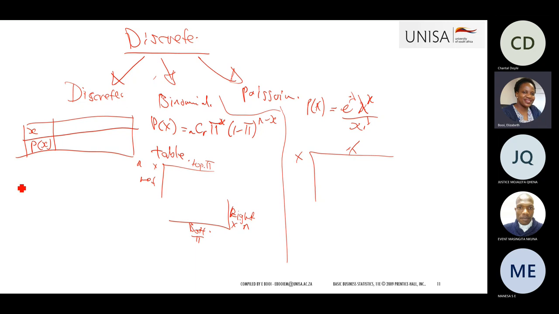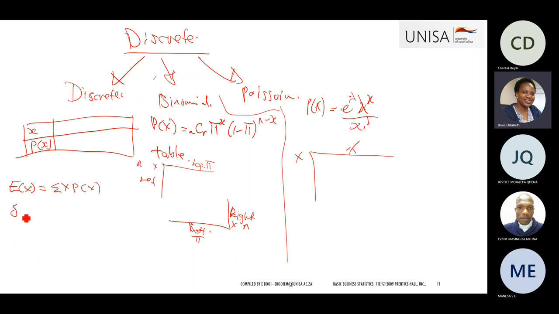You should be able to calculate the expected value of a discrete probability. The expected value of a discrete probability is calculated by the sum of your X times its probabilities. So it means you need to multiply all your X times its corresponding probabilities and add them together.